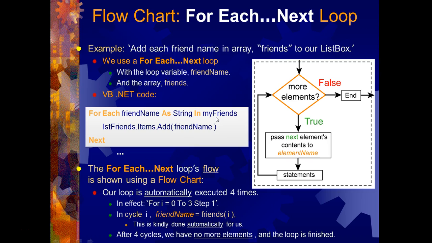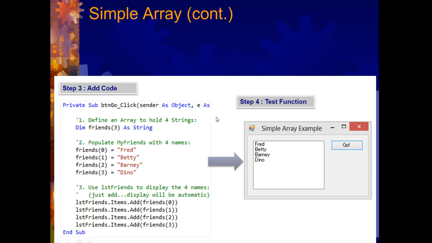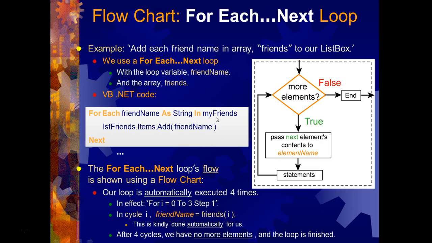Now, did he make a mistake here? I think the name of the array is not my friends, but rather friends, right? Yeah, so it shouldn't be my friends here. It should be friends. Okay, so it should look like this, right? For each, as I said, it can be anything here, as string in friends. The reason why it's string is because our array was an array of strings.